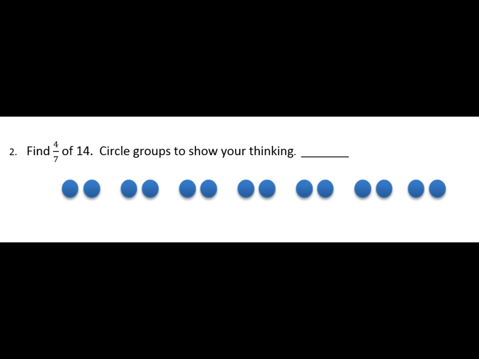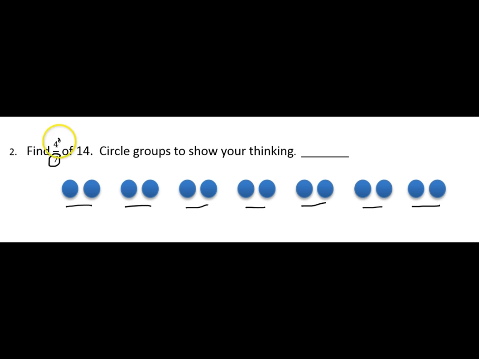In the next question, I need to find 4/7 of 14, and we're going to circle our groups to show our thinking. Since I have 14 circles and I'm looking for 7ths, that means I need 7 groups. The denominator is going to tell me how many groups. And you can see I have 7 pairs of circles that give me the total of 14.